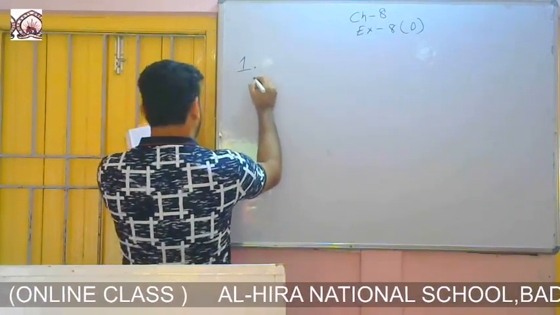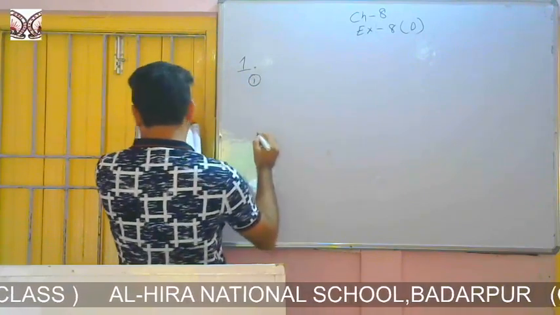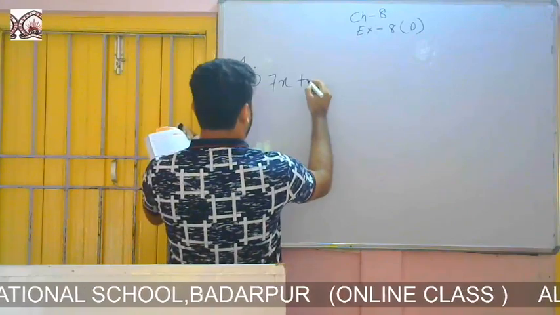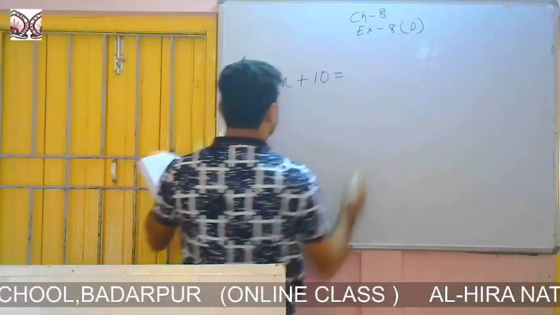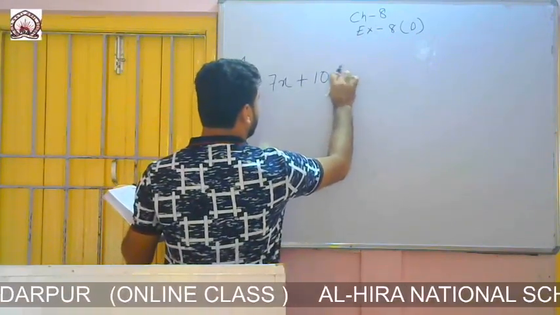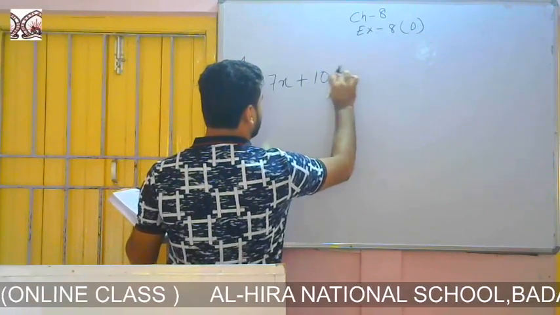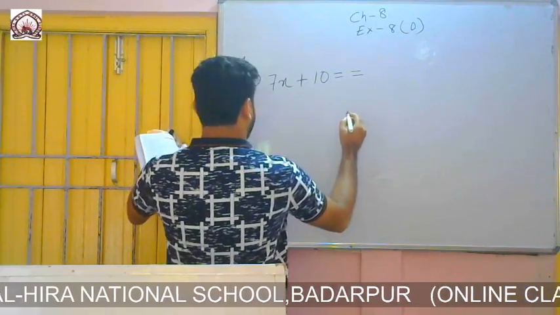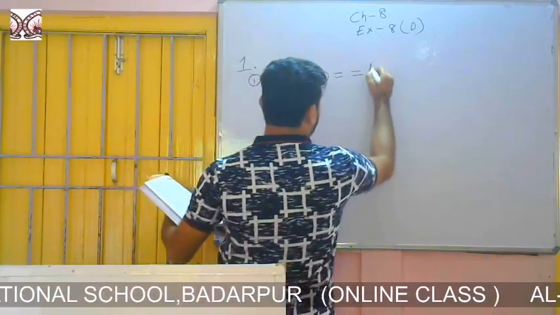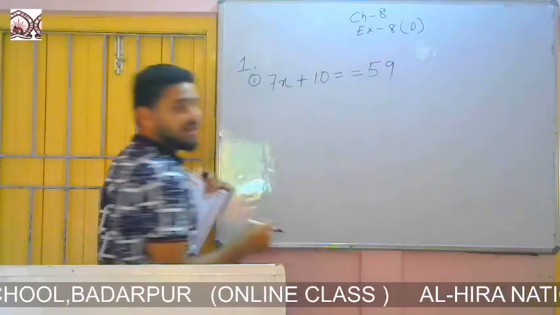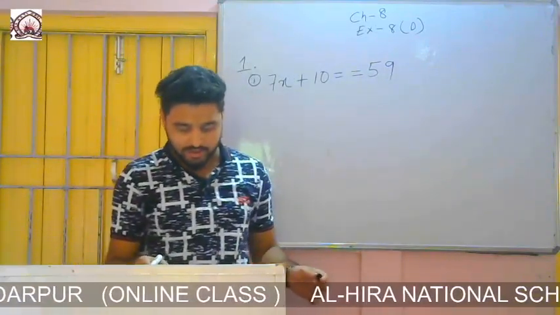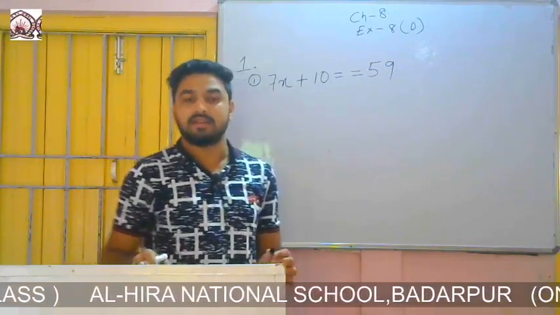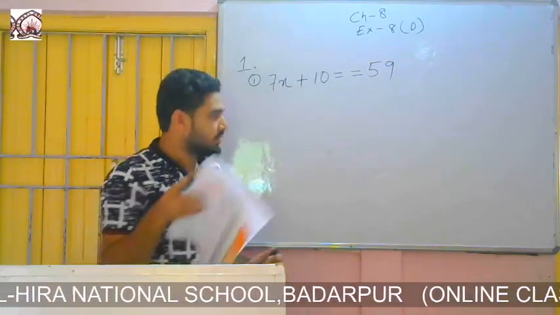Number 1, Roman 1: 7x plus 10 equals 59. One thing, students: after completing chapter 8 we will start a new chapter, that is chapter number 13.